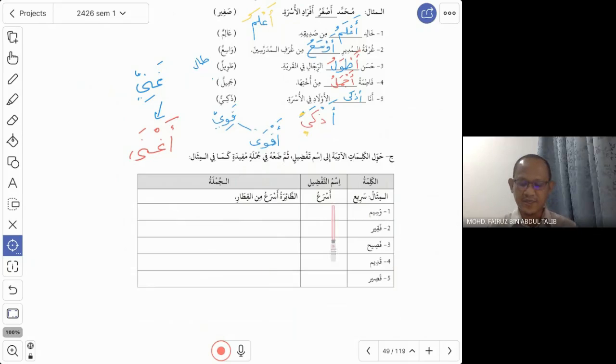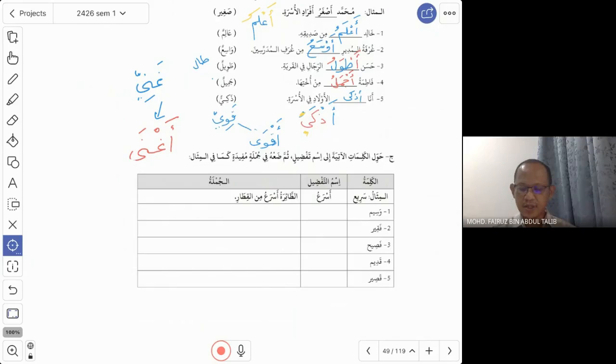Find the isim tafdil. For example, sari. They give you the word sari, and then you have isim tafdil asra, faster. You can use this together with min or without min. You can say faster than, or you can use it as the fastest of all things. It is up to you.